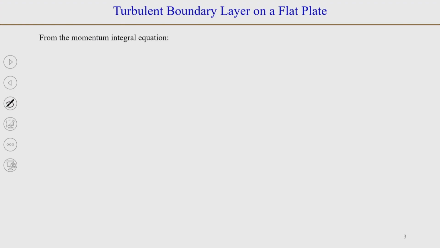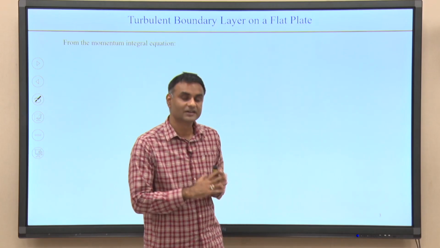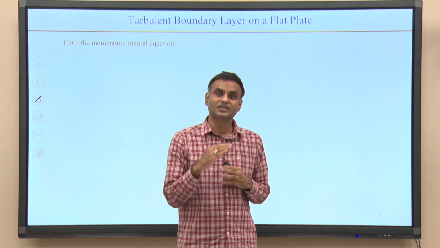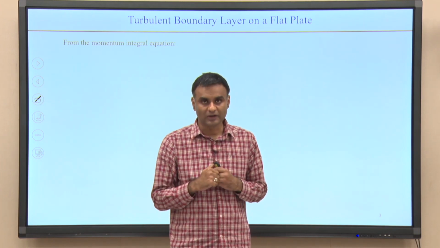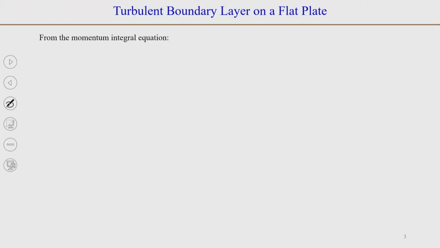Okay. So, let us look at the turbulent boundary layer on a flat plate, and we will consider that this plate is smooth, there is no pressure gradient along the flow direction. So, first we will write down the momentum integral equation. This momentum integral equation we derived when we looked at the boundary layers. In this, we say that the pressure gradient is 0.